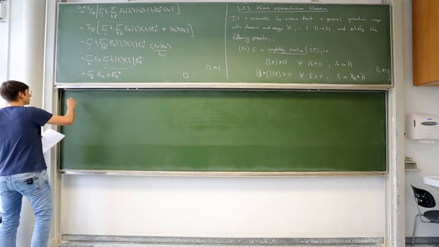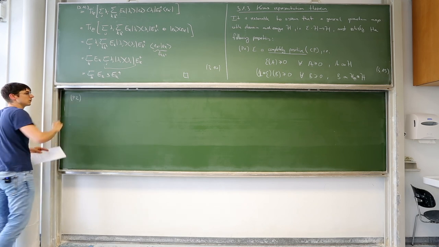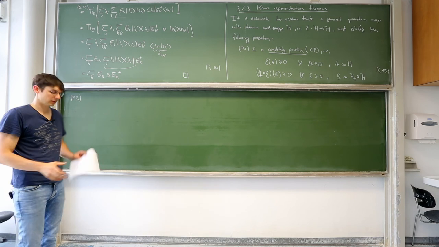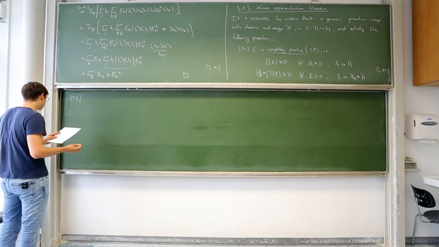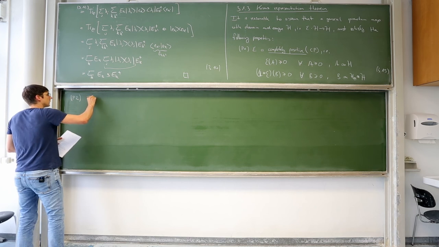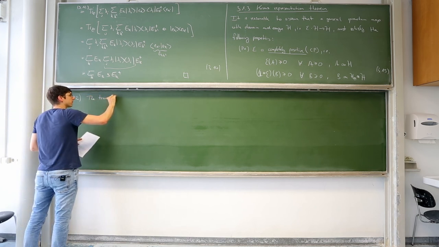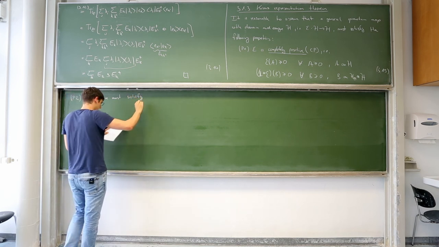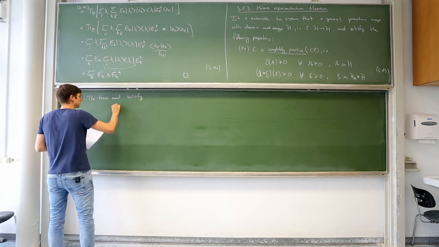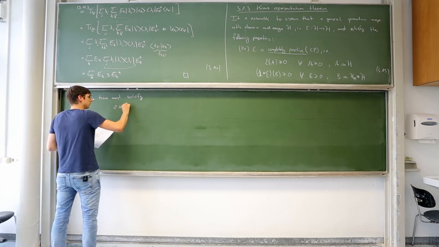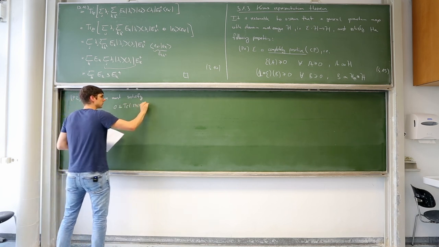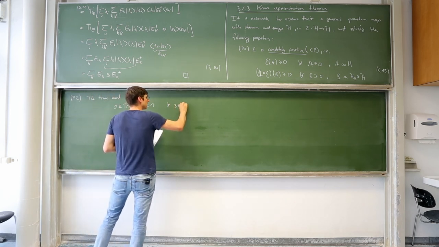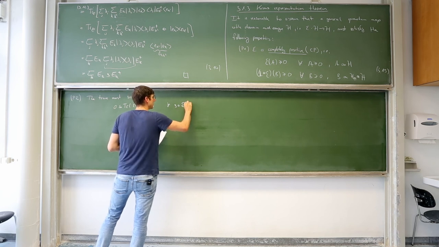But what we can for sure say is that the trace of the outcome must lie between 0 and 1, right? So this is the second assumption that we make. So the trace must satisfy that 0 smaller equal trace of E of rho smaller equal 1 for all density operators rho.